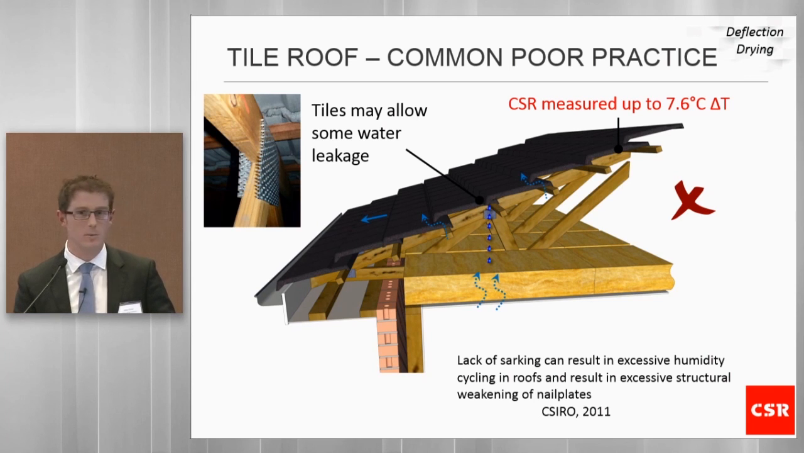But then in 2001, CSIRO made a statement again in a report they did for the Forest and Wood Products Association. They said lack of sarking can result in excessive humidity cycling in roofs and result in excessive structural weakening of nail plates. So when you get the swelling and contraction of timber over time with the humidity, then you can get gradual pull out of those nail plates and structural weakening.